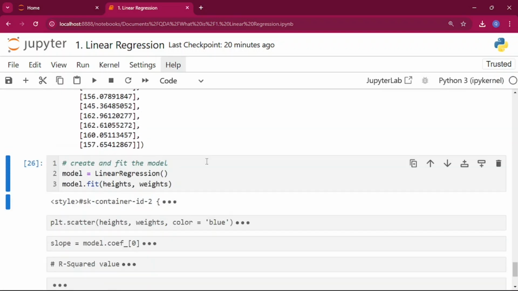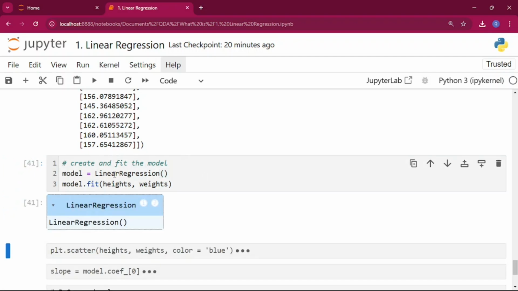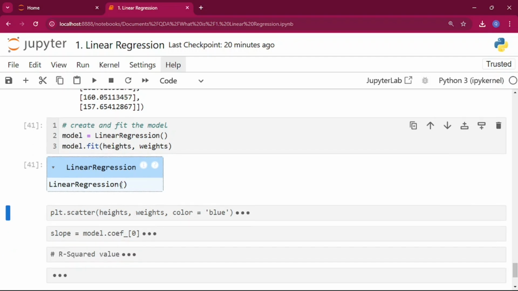Next step is to create an instance of the linear regression and use the fit method to train the model on our data. So if I just run these two cells, I'm creating an instance of the linear regression and fitting the height and weight.